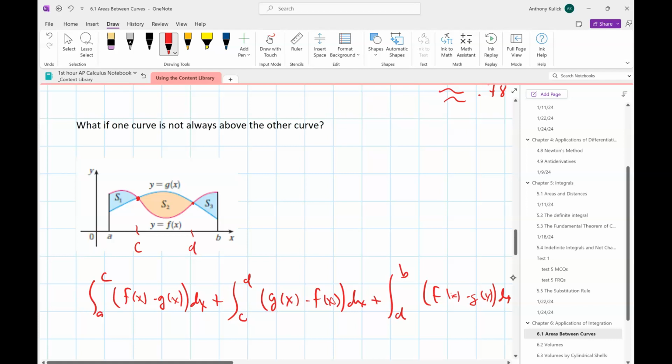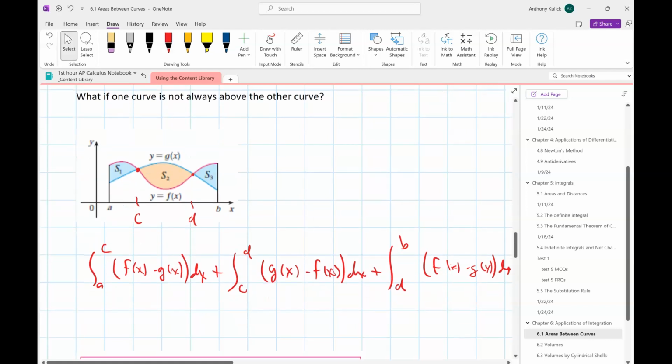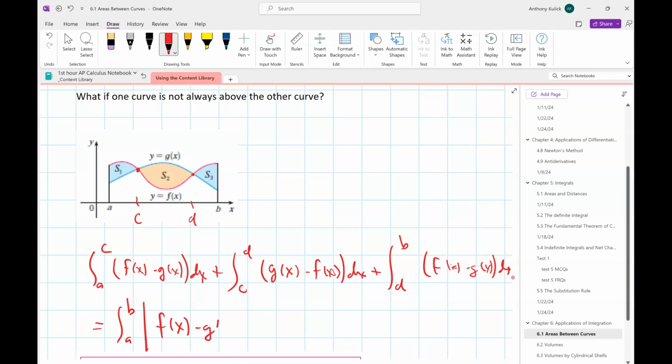Now, symbolically, what is this equivalent to? Because if I leave it the way it is, just S2 would be a negative area, right? So if I just do the absolute value of the whole thing. Now, to do this in practice, what do we have to do? I have to do that.